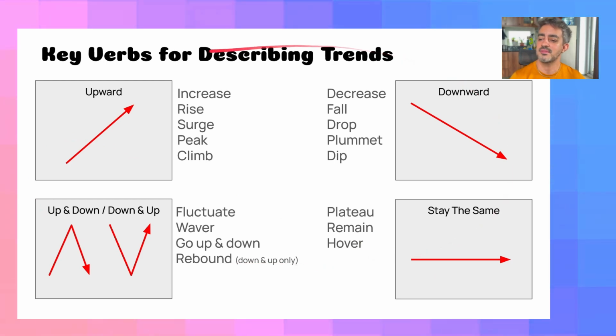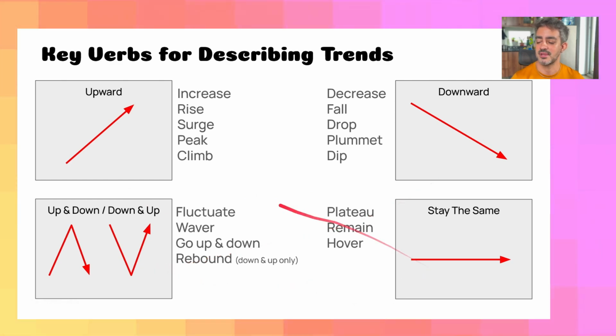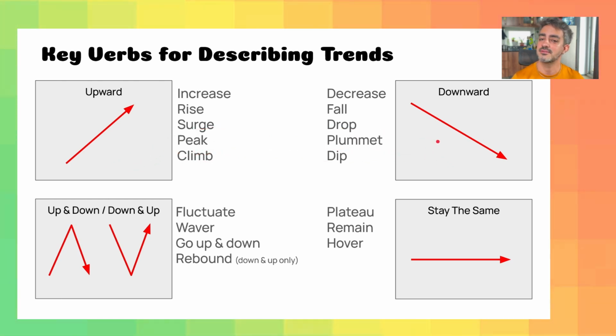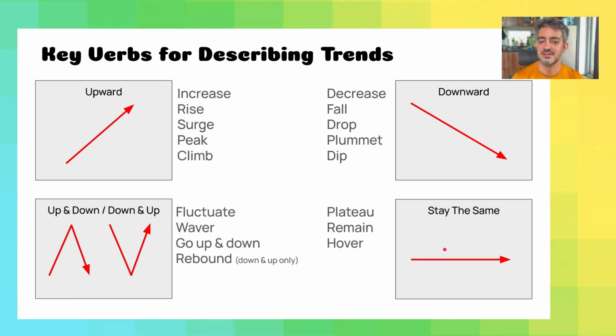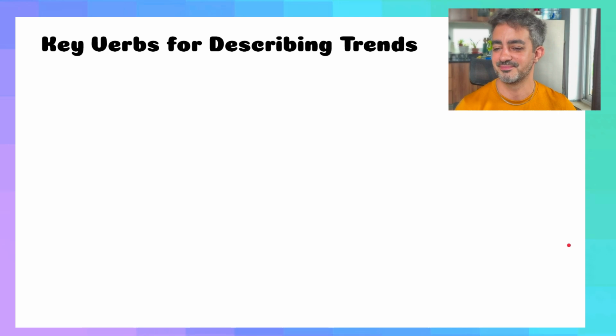So if you'll remember, these are the verbs that I mentioned in the last video. Here you can see all the 4 different movements that we have. For some of them, upward and downward, we're going to be able to use the same kinds of adverbs, but fluctuate and stay the same might have some special adverbs that we won't really get into too much today, just a little bit in some way.